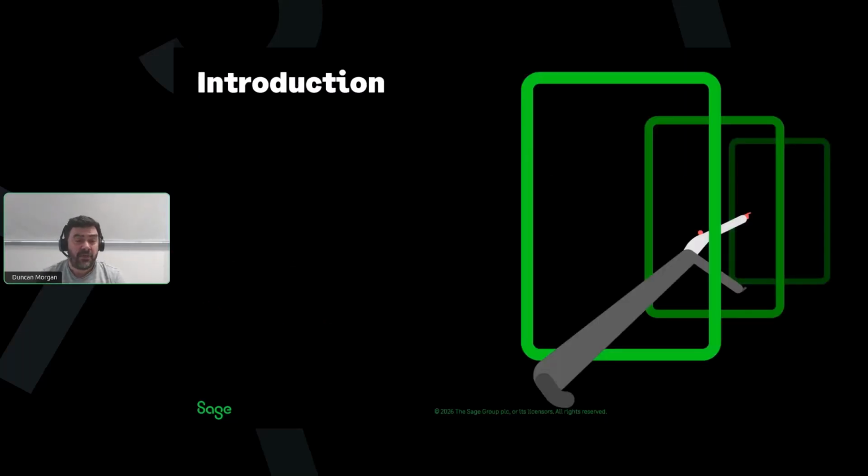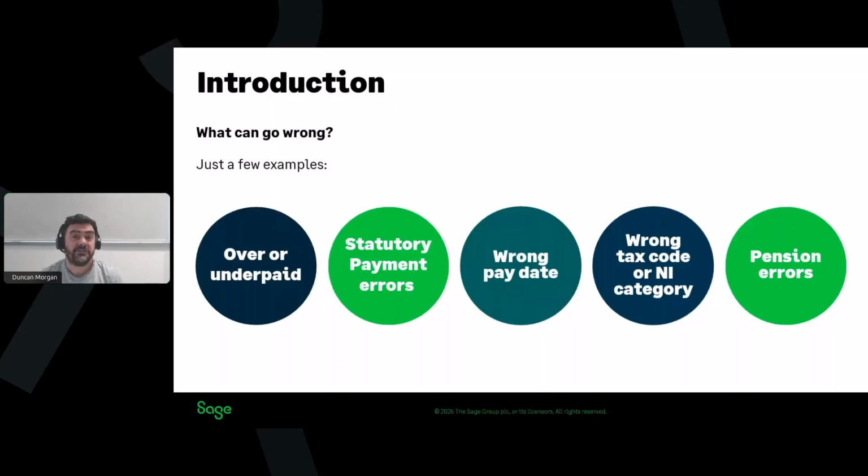So let's get straight on with our introduction to mastering mistakes. We'll start by running through a few examples of the types of mistakes, or what could go wrong when processing a payroll. This is by no means an exhaustive list, but examples of payroll errors could be over or underpayments to an employee, a problem with a statutory payment, perhaps absence details recorded incorrectly.